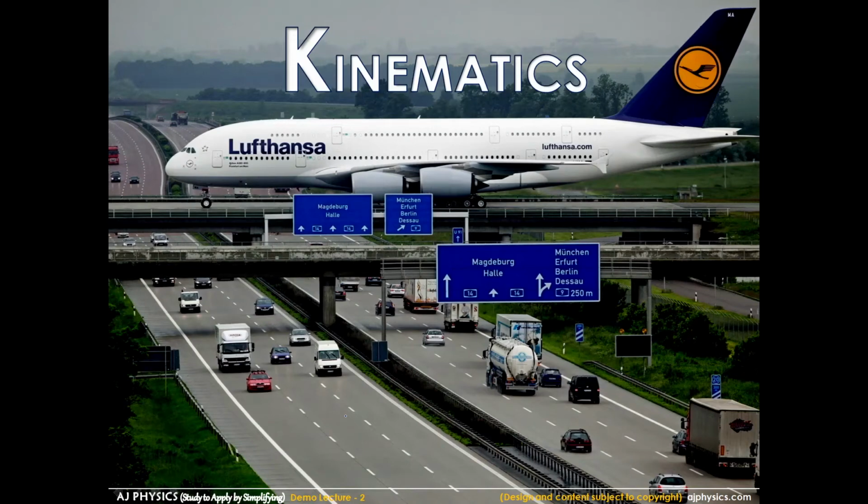Alright, so you have already been introduced to this topic in class ninth, where you all studied the three basic equations of motion and some problems related to average speed and average velocity.